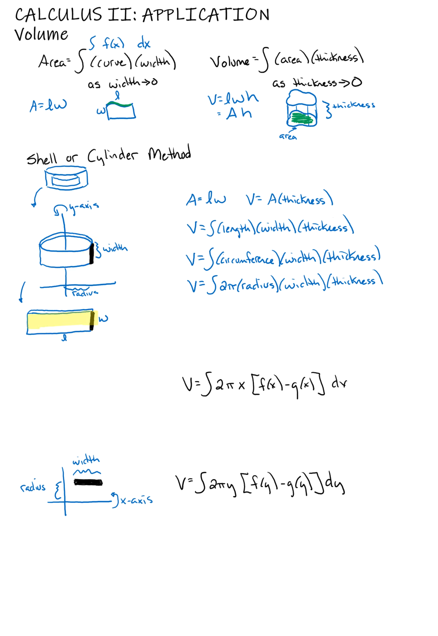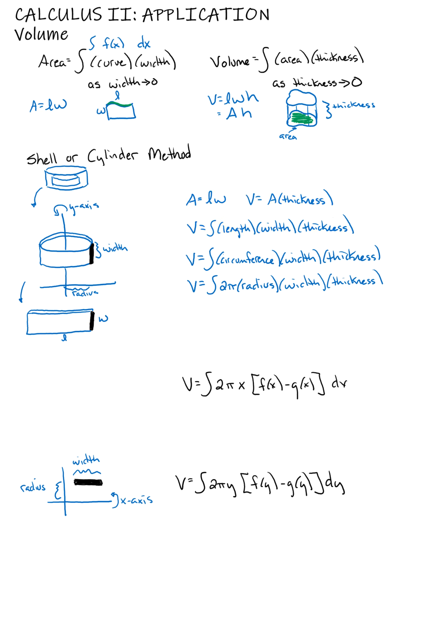So we have a rectangle. How do you find the area of a rectangle? Well, that's simply length times width. And we've already reminded ourselves that our volume is going to be the area times the thickness. So volume is area times thickness. Our area is length times width. So therefore, our volume is length times width times the thickness.